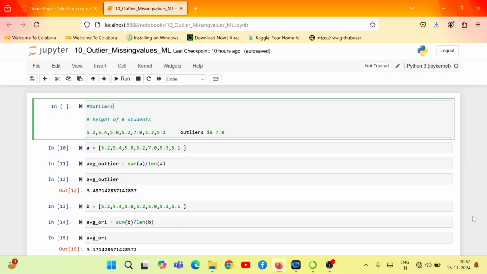So welcome to all of you. Today we will learn another data preprocessing concept, that is outlier detection and the removal of outliers. Now let us discuss outliers and missing values.